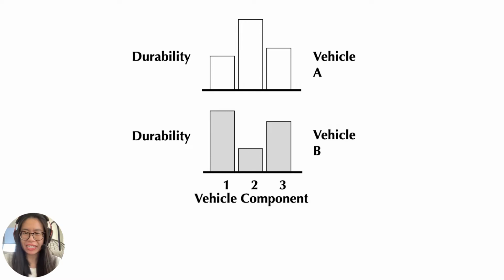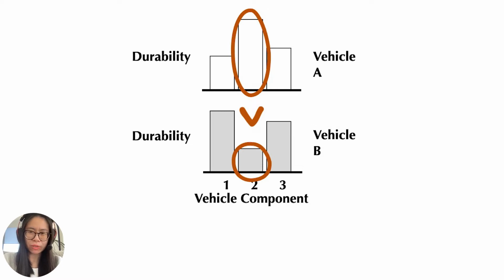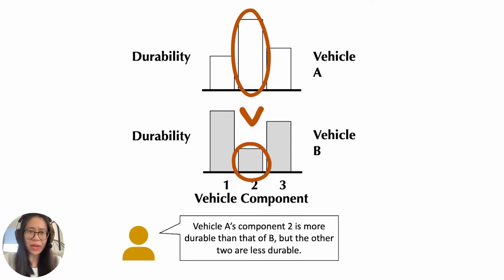So here we have a visualization showing the durability of 3 components in 2 vehicles, A and B. What is the most intuitive comparison you might make here? Let's think about that for a couple of seconds. Feel free to mumble an answer to yourself. All right, so 80% of you are probably thinking, I want to compare vehicle A's component 2 and vehicle B's component 2. And I realize that vehicle A's component 2 is more durable than that of B, but the other components are less durable. Fair?